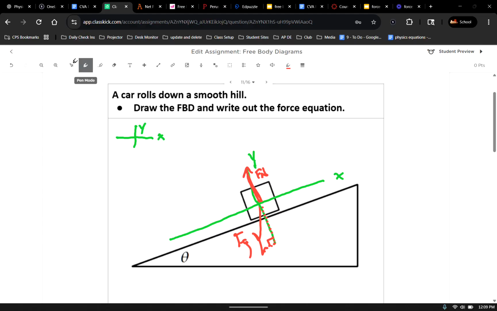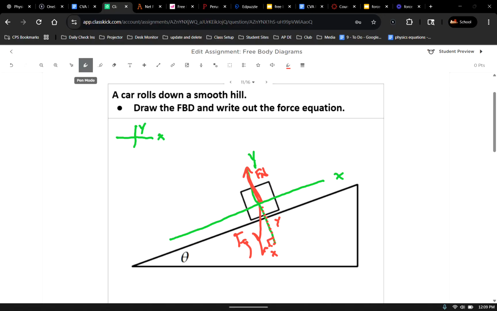What I'm telling you is this dotted, vertical part of the triangle is equal to Fn. They would be equal and opposite. But we would not label those because they're not the actual force. The actual force is the gravitational force, which I drew straight down. A car rolls down a smooth hill. So what's happening here? I am going to label y and x though. Part of the force is going in the y direction, part of the force is going in the x direction. So this car rolls down a smooth hill.